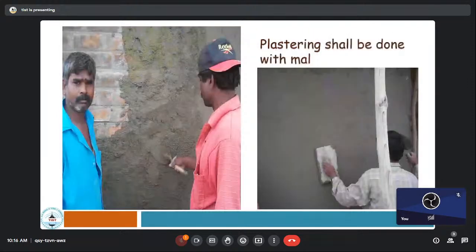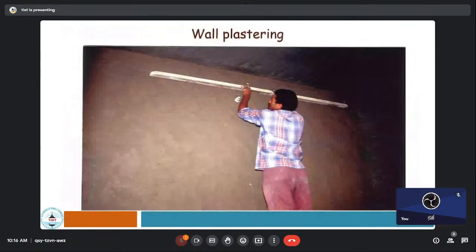You can see the thickness over here. And in many places you will never observe this one. What is this? Plastering rod. Plastering rod. Never will persons use this. They will have a shorter one. A shorter one. But it should be almost a bigger one.